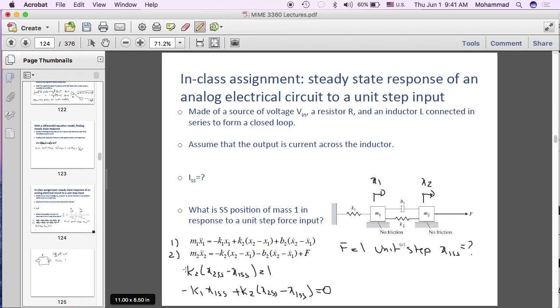Basically, understand that K2 times (x2 minus x1 steady state) is 1 from the top equation. So if you drop this and make it equal to 1, you can see that x1 steady state is simply 1 over K1. And nothing else affects the steady state value of x1. It's simply 1 over K1. Why? Because K2 times (x2 steady state minus x1 steady state) is 1. Okay? Now, here's your next question.